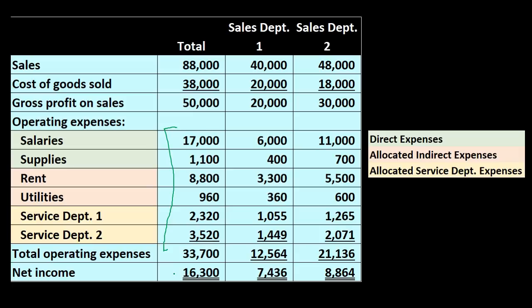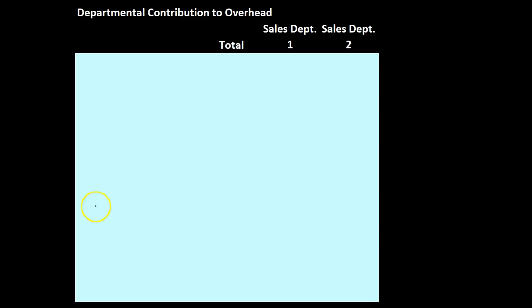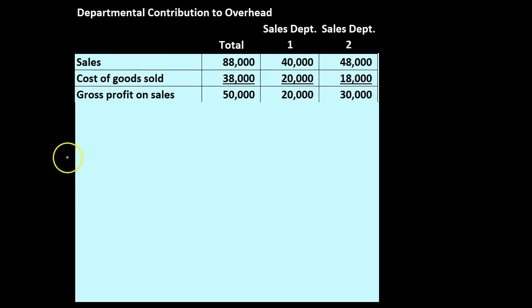Now we can change this format a little bit, and we see the departmental contribution to overhead type statement. Again, it's an income statement type of statement because this is a performance type of statement, but it's going to be broken out a little bit differently. We're going to start off the same. We have sales, cost of goods sold, gross profit on sales. We subtract sales minus cost of goods sold.